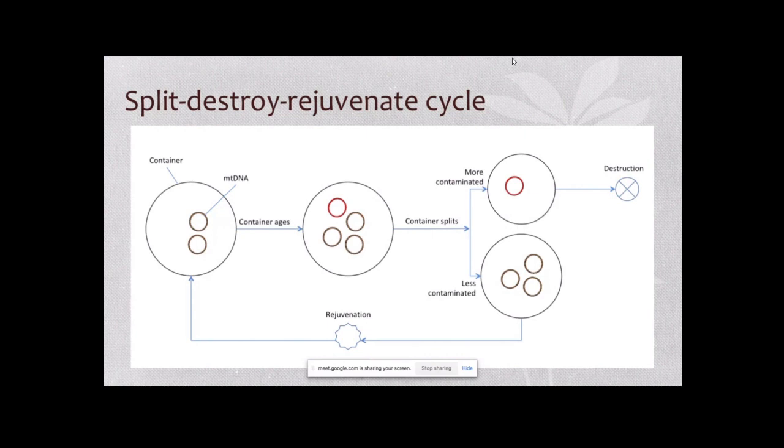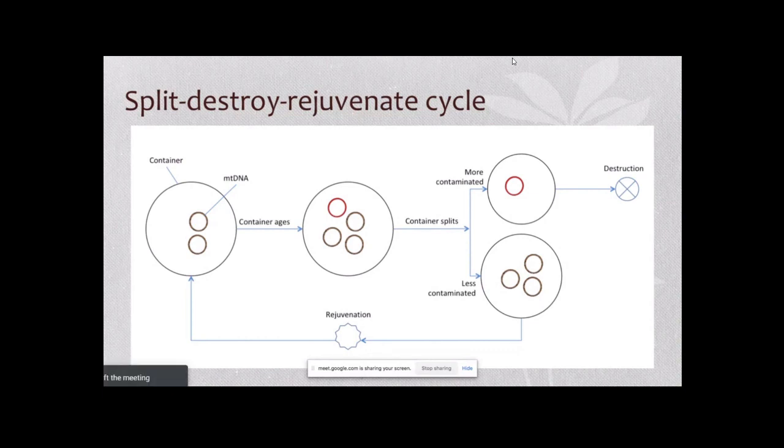Just forget what the container is. Any container has a number of mitochondrial DNA genomes in it. You can see the circles, which represent mitochondrial DNA. Now the container ages. As time passes, the container ages. Inside the container, replication is going on, so mitochondrial DNA are replicating.